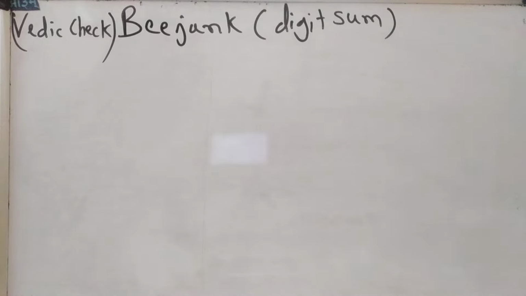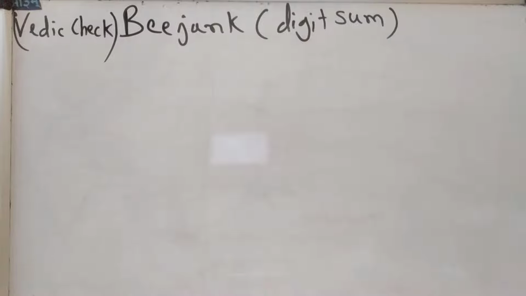Today we are going to study Vedic check or correctness of result obtained with the help of Bijank or digit sum. Bijank means conversion of any number into a single digit. It is done by addition of digits of number. If the addition is a two or more digit number, then digits of addition are further added to get a single digit. We take one example to understand.